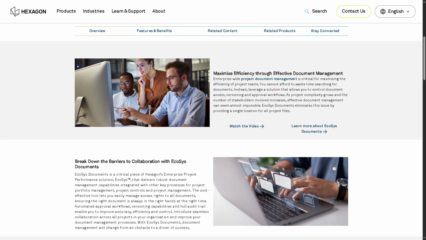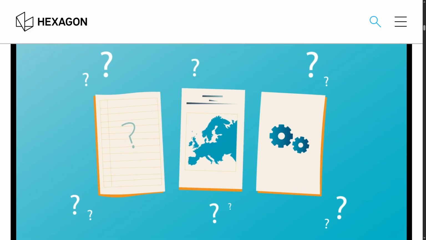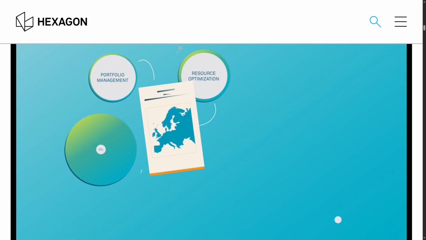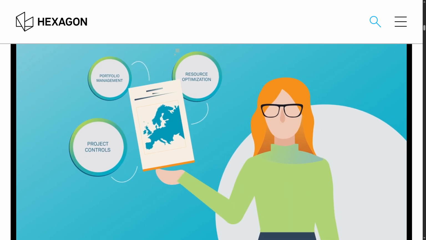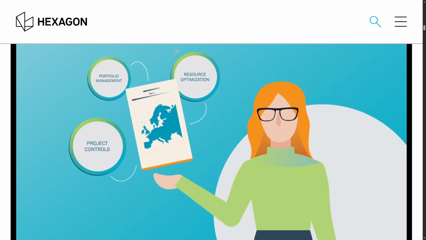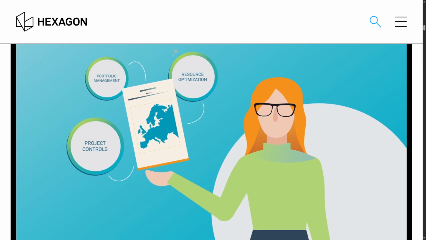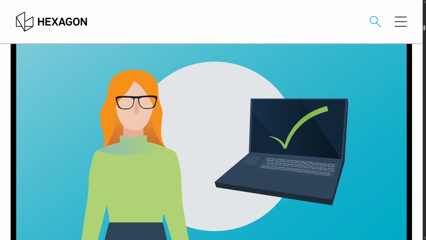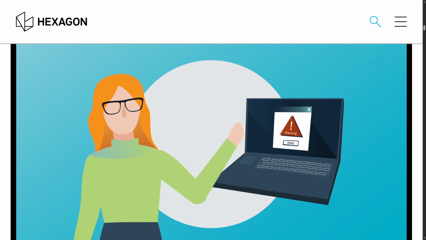And with that being said, that wraps up our dive into EcoSys from Hexagon. If your business is managing multiple complex projects and you need a centralized solution to keep your teams aligned, costs under control, and performance measurable, EcoSys is absolutely worth considering.